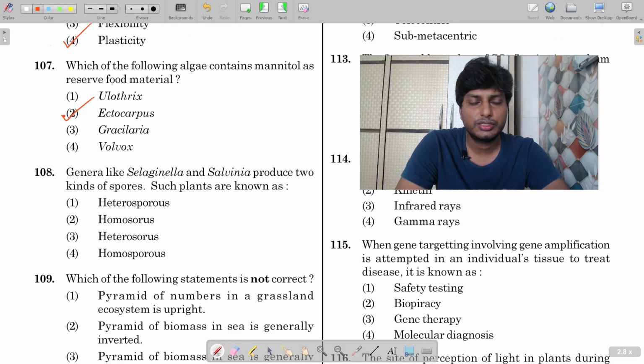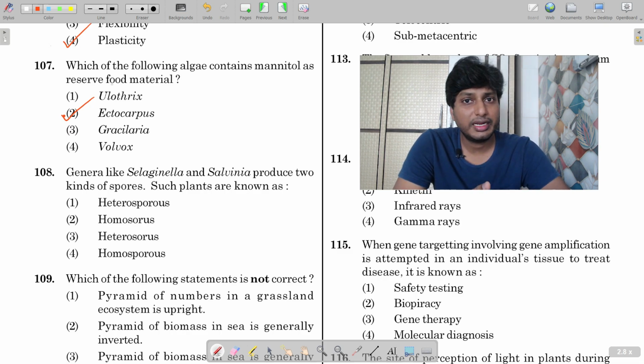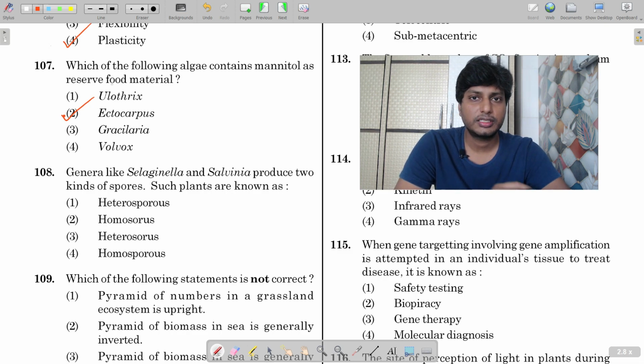The next question, dear students, is: genera like Selaginella and Salvinia produce two kinds of spores. Such plants are known as. Here, both the examples are of pteridophytes, Selaginella and Salvinia, and we know that pteridophytes are the first land plants, the first terrestrial plants, we can say. We all know that there are two different stages in plants, one is the gametophyte stage and the second is the sporophyte stage. In pteridophytes, the sporophyte stage is well differentiated, and it is made up of root, stem and leaves.